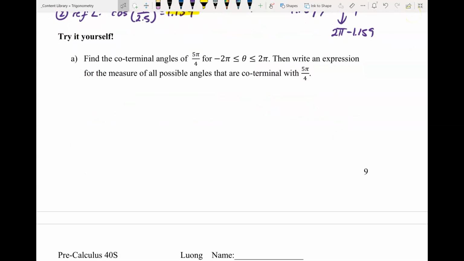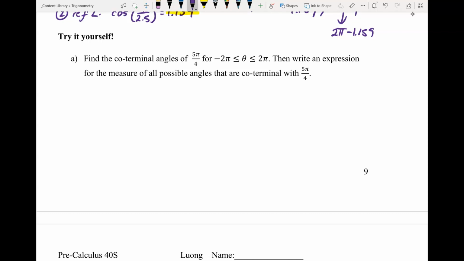Go ahead and do the try it yourself next, and then when you're ready, press play for the solution. So the try it yourself questions are very similar to the 3 questions we've done before. The only thing that's different is the numbers. So we just want to find the coterminal angle of 5 pi over 4 for the first one, and then find all possible angles that are coterminal with 5 pi over 4.